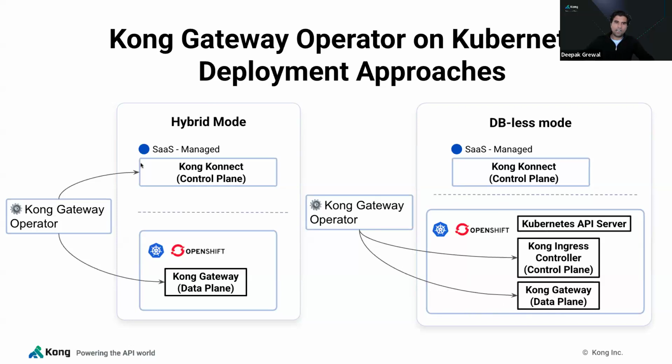But we can go to this hybrid mode as well, where you deploy your Kong gateway, again using the gateway operator, but it connects to the control plane, which is in Kong Connect, which is our SaaS environment. So we can look at an example of doing that as well.